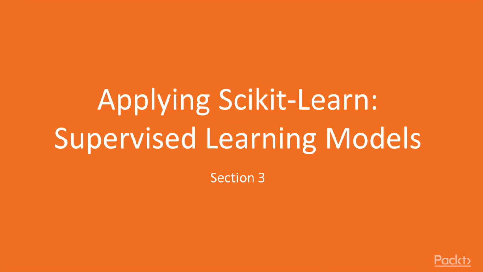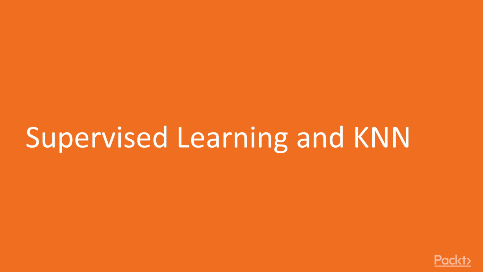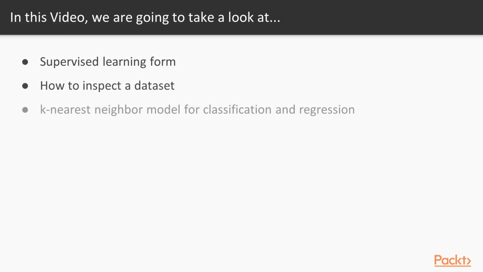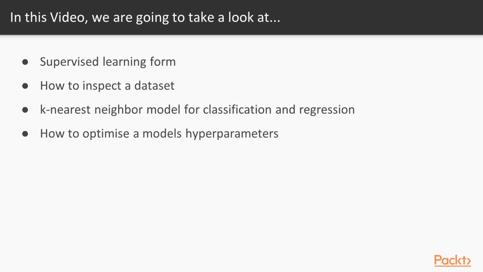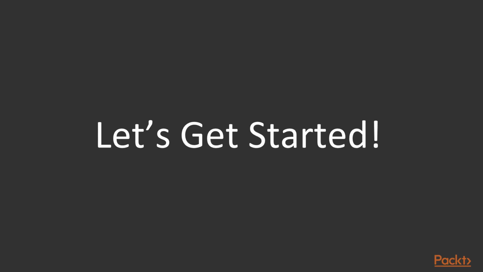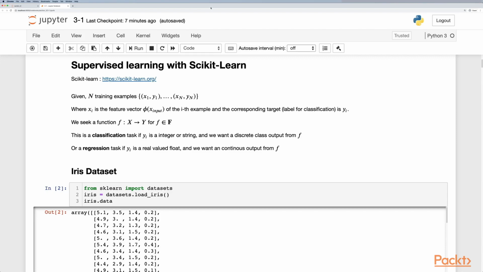Applied scikit-learn and supervised learning models. Supervised learning and k nearest neighbors. We'll cover in this video the supervised learning form, how to inspect a dataset, the k nearest neighbor model for classification and regression, and how we can optimize the model's hyperparameters. Let's get started. You can find the code in the course repo, supervised learning with scikit-learn.